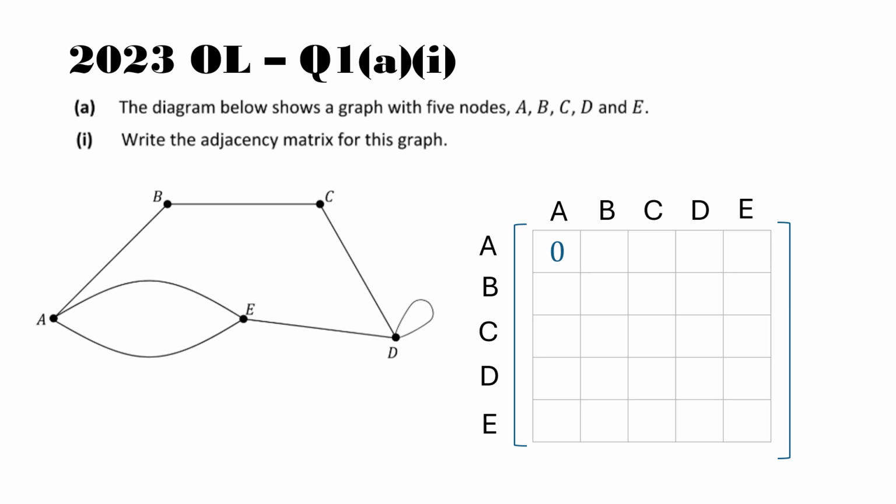I'm going to work down. So the next one I'm going to work with is B to A. So there is one connection between B and A, and that is the same between A and B.